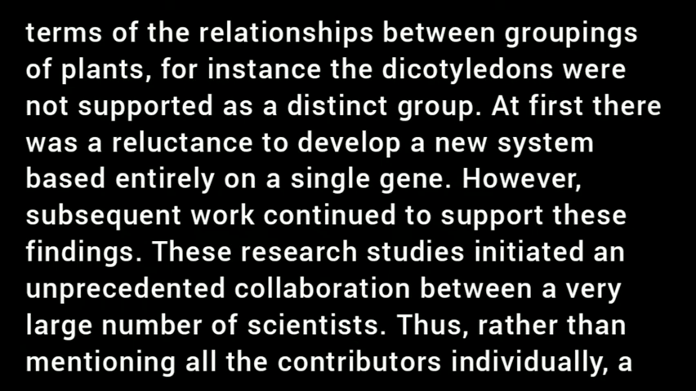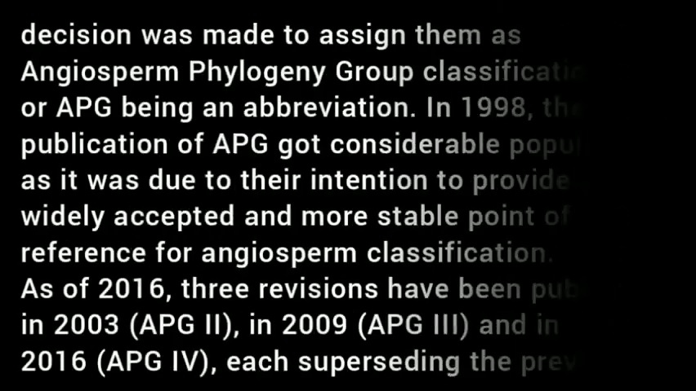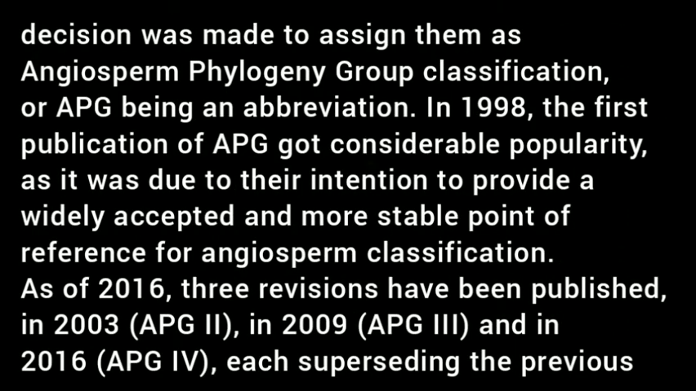These research studies initiated an unprecedented collaboration between a very large number of scientists. Thus, rather than mentioning all the contributors individually, a decision was made to assign them as Angiosperm Phylogeny Group Classification, or APG, being an abbreviation. In 1998, the first publication of APG got considerable popularity, as it was due to their intention to provide a widely accepted and more stable point of reference for angiosperm classification. As of 2016, three revisions have been published.